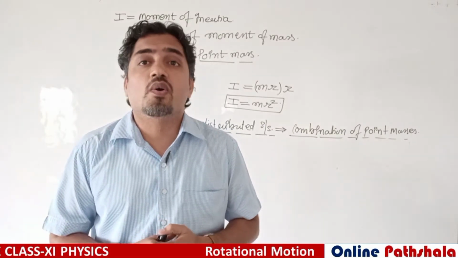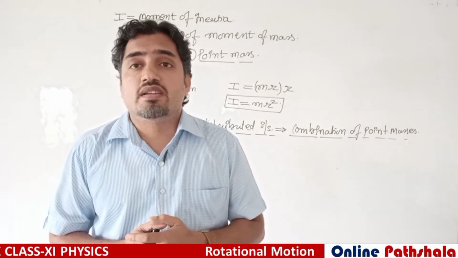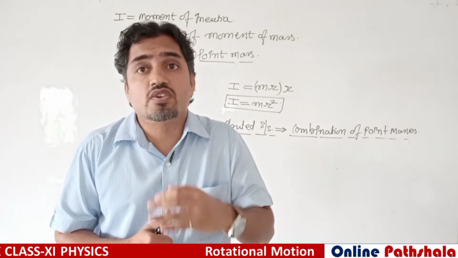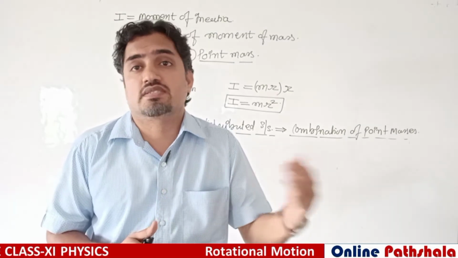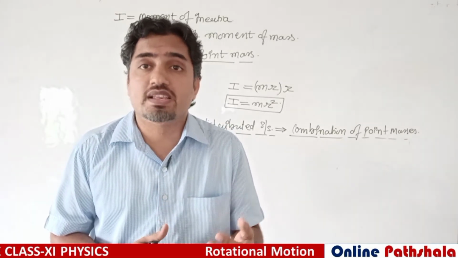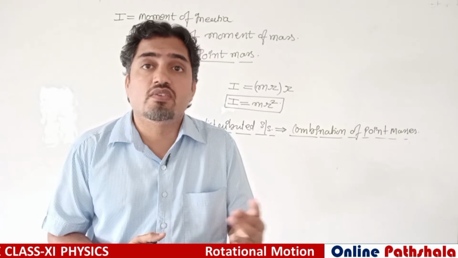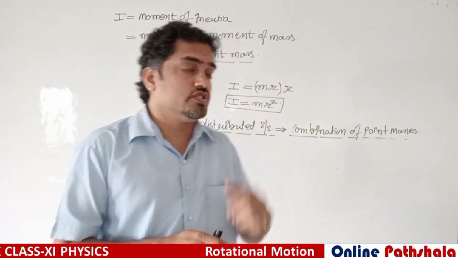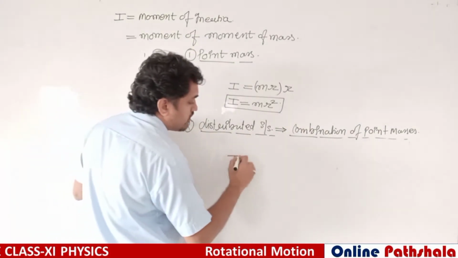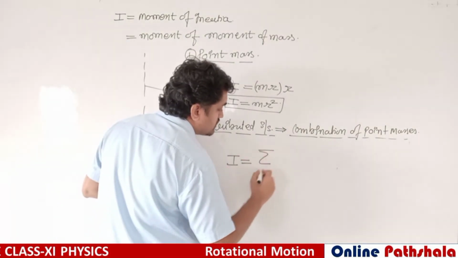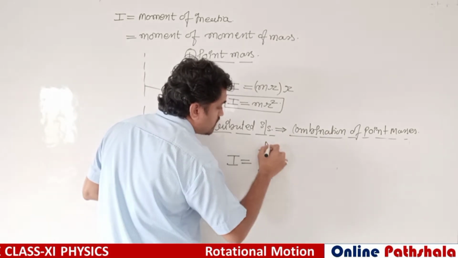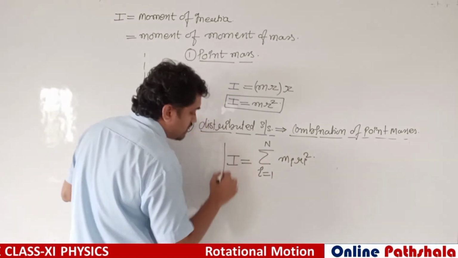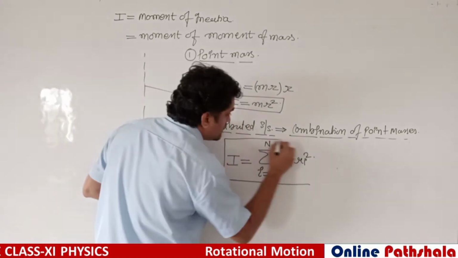Now you know very well, we have 8 planets. So it is a combination of 8 point masses. In this case we have to take the moment of inertia of each. So what can you do to find it? We can do the summation, i equal to 1 to n, mi ri square. Okay, the moment of inertia of each particle.